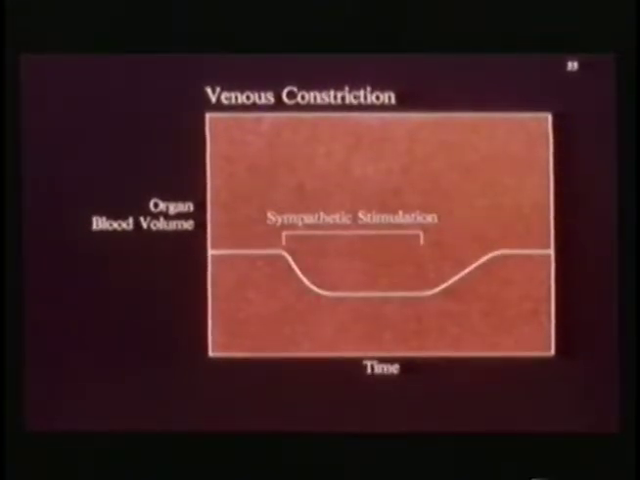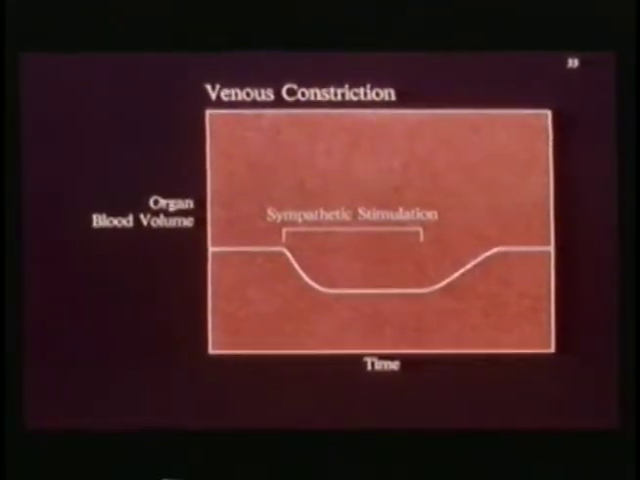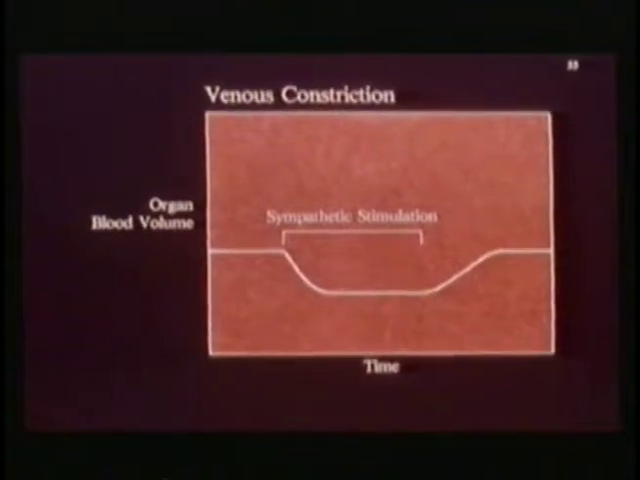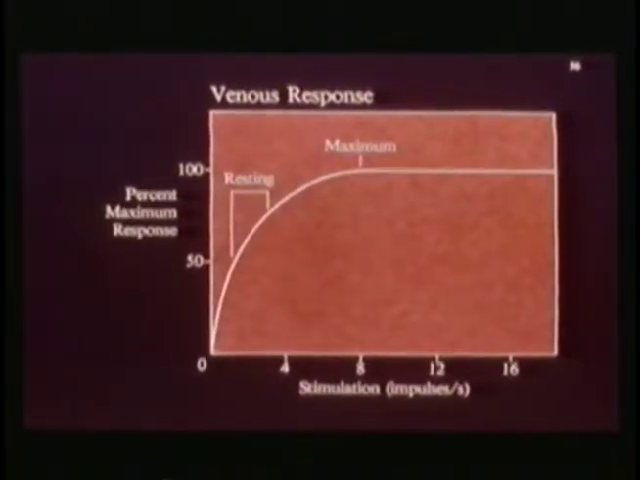55. Sympathetic nerve stimulation also causes venous constriction. This effect is manifested primarily as a decrease in organ blood volume. 56. Here, the percent venous response is plotted against stimulation frequency.